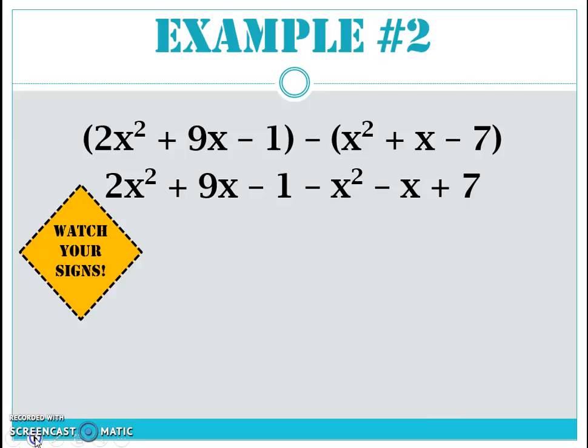Then you're going to combine your like terms. 2x squared minus x squared is just 1x squared. 9x minus x is 8x. And negative 1 plus 7 is 6. Again, you're done because there are no more like terms to combine.